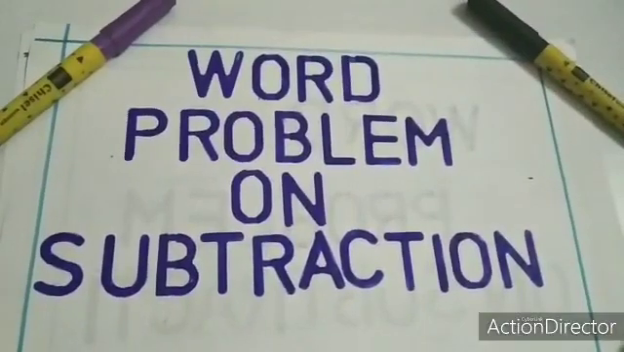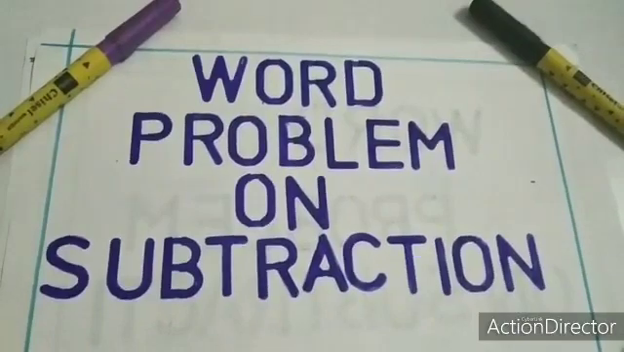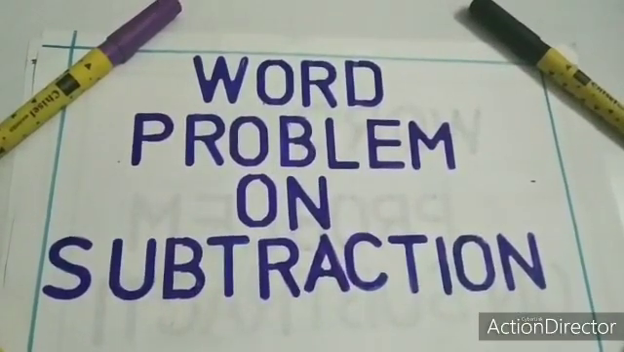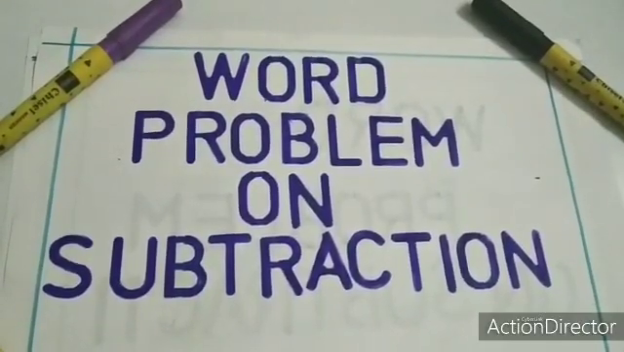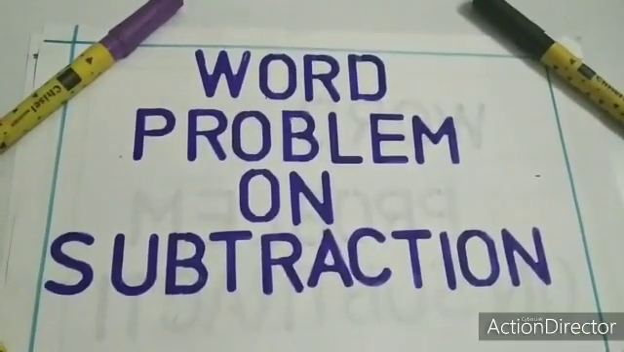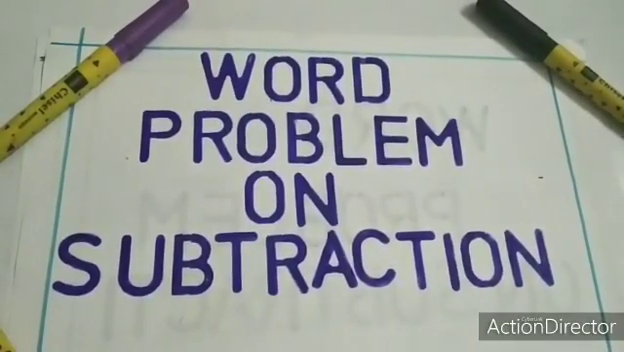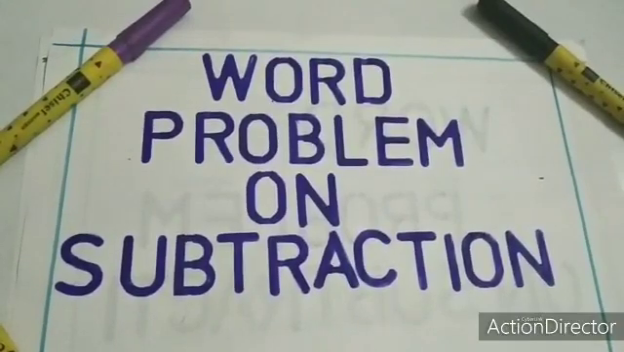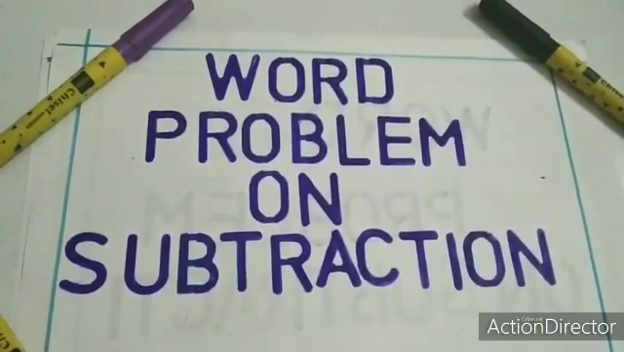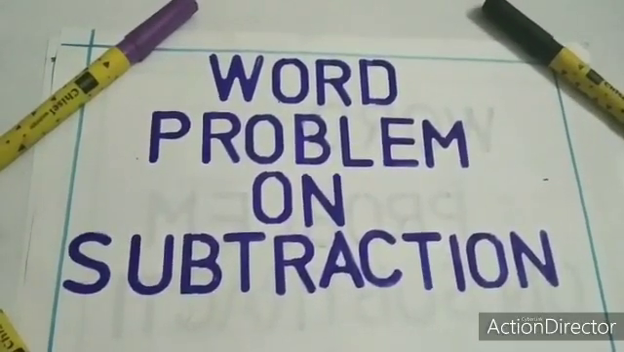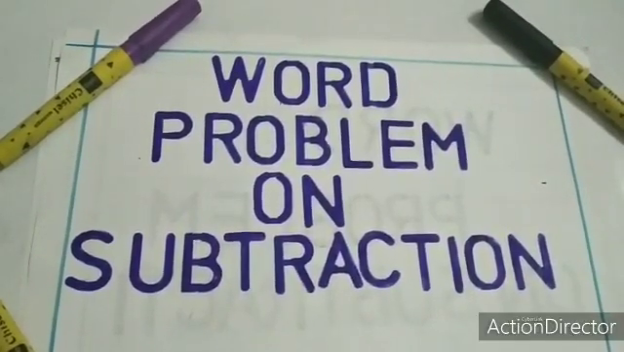Now, we are going to learn about word problem on subtraction. How to solve the word problem on subtraction? We will call these word problems subtraction stories. These stories give us some information. Then they ask us to find something. We have to understand clearly what information is given to us and what we have to find out. Then we have to find the answer.